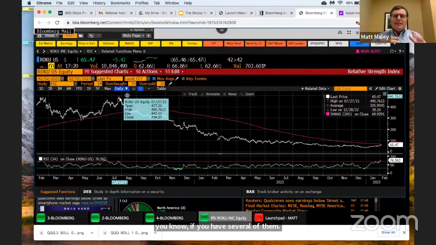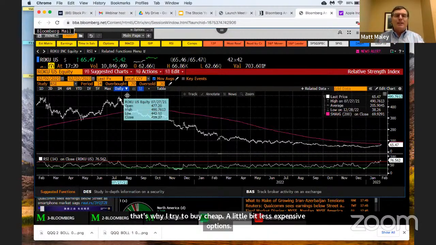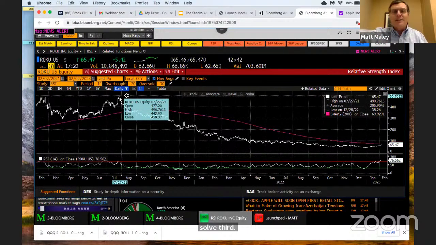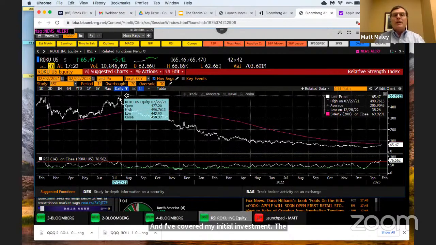That's why I try to buy a little bit less expensive options, so that you can buy more than one. Because boy, there's nothing better than when you sell half. Or let's say it goes up 300% quickly and I only have to sell a third, and I've covered my initial investment. The rest is great. You can let it run.